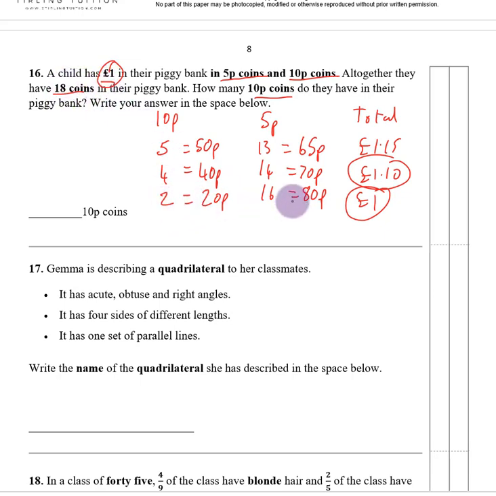We've got the 18 coins, the 2 and the 16 is 18. And then 2 10p's are 20p, 16 5p's are 80p, 20p add 80p is the pound, which is how much they've got. So now we have our answer of 2 10p coins in the piggy bank. So a bit of trial and error, but you need to start somewhere with that.